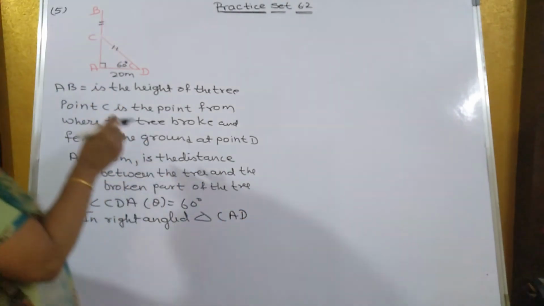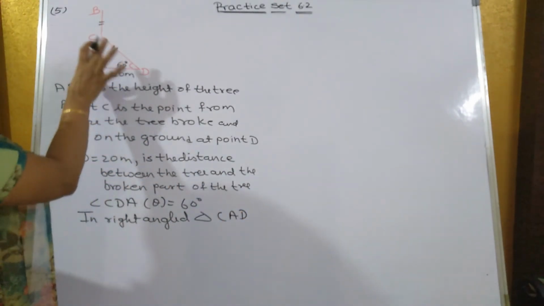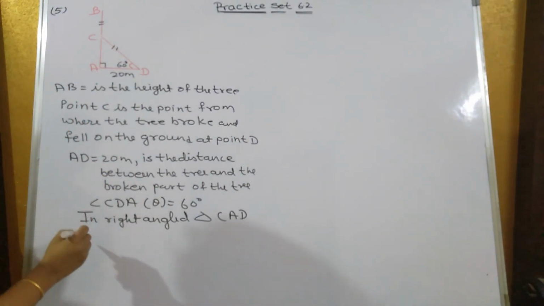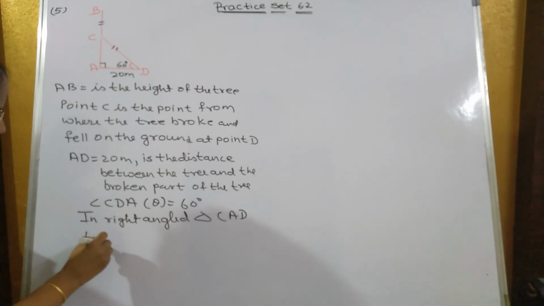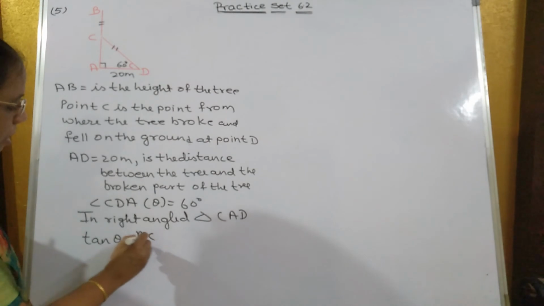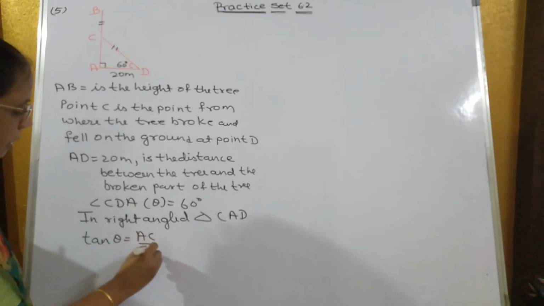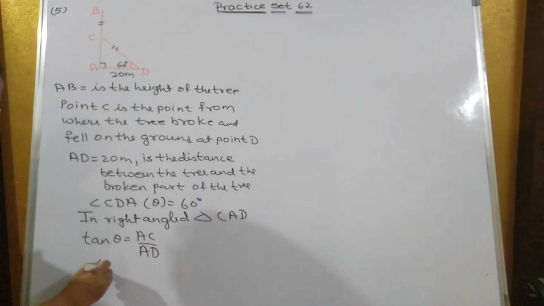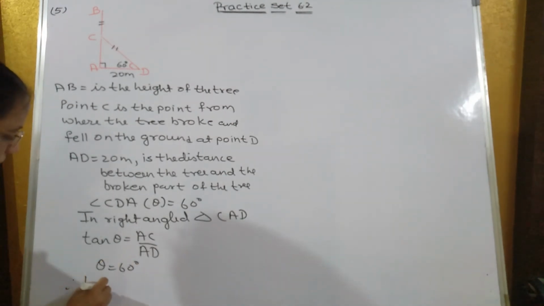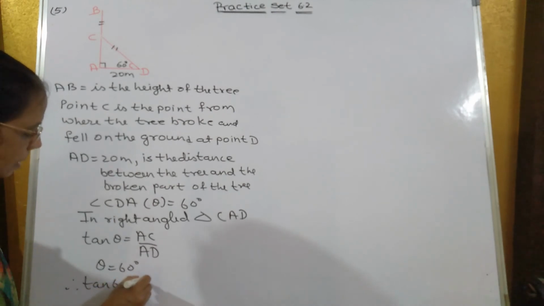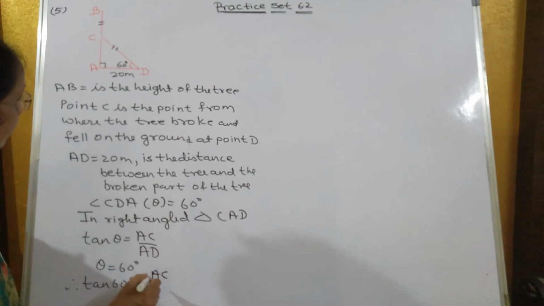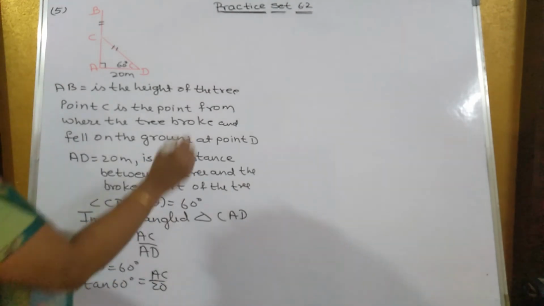Now we know the adjacent side and we have to find out the opposite side. So adjacent side and opposite side comes in which? Tan. So tan theta is equal to opposite side, that is AC, upon adjacent side, that is AD. Now theta is equal to how much? 60 degree. Therefore tan 60 degree is equal to AC, we don't know, and AD is equal to what? 20 meter.